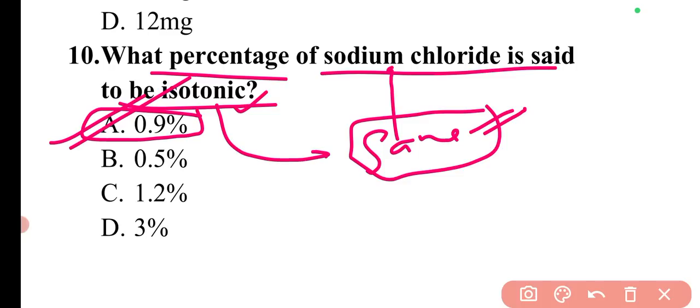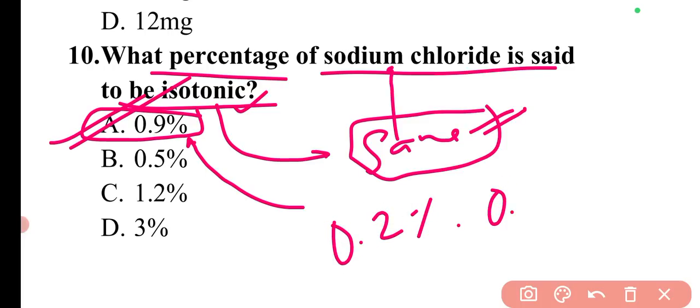So if the value is less than 0.9%, for example if it is 0.2% or 0.5%, then it will be hypotonic. Hypotonic means there will be swelling of the cells.